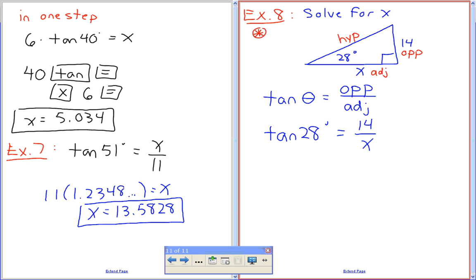Okay, this is where if you're fading out, I need you to fade in because this is the most important part of the day. Tan 28, I want to change it to this. Why would I do that? Just try and focus here, guys. Don't fade out. I know it's the first day back. Why would I make that divided by 1? What can I do now to solve for this?